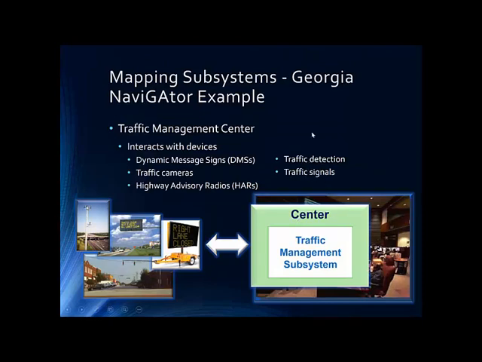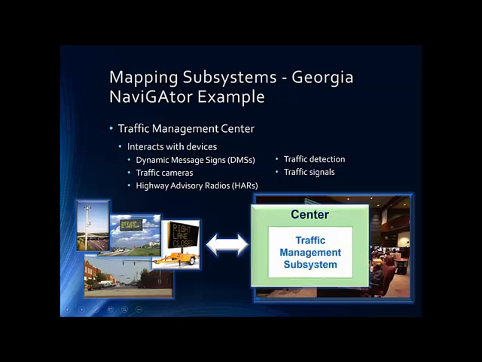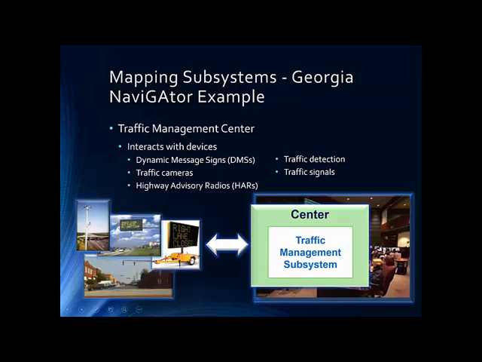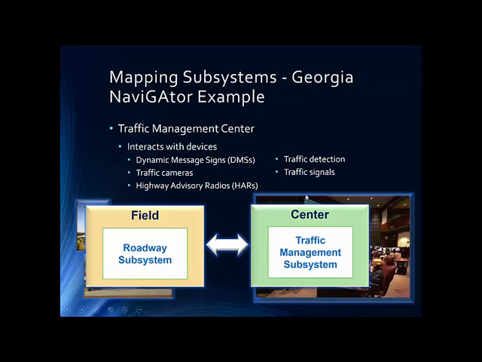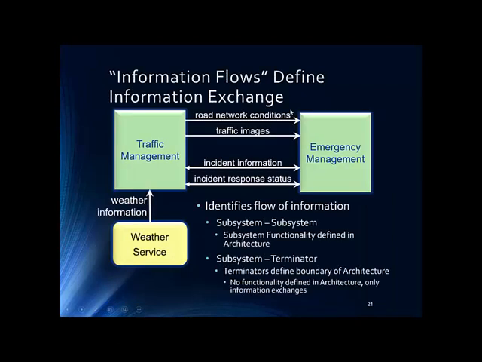So an example here is the Georgia Navigator, mapping these subsystems. We have a traffic management center here. We have the field system here. In other words, these are the field devices the center talks to, and the architecture helps us to put together the center to the field. And again, connecting these ITS subsystems allows you to have an integrated system that works from end to end. And that's what the architecture's focus is.